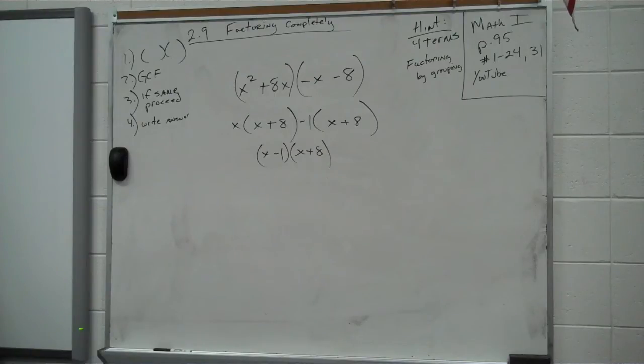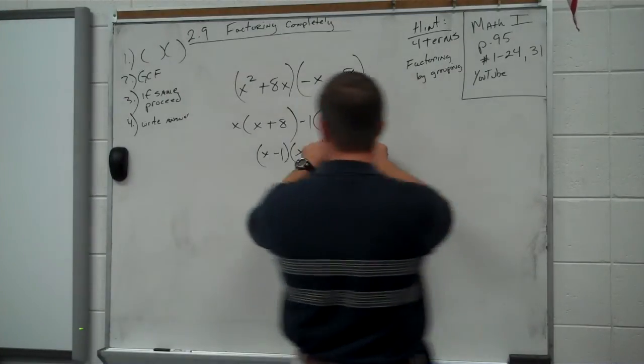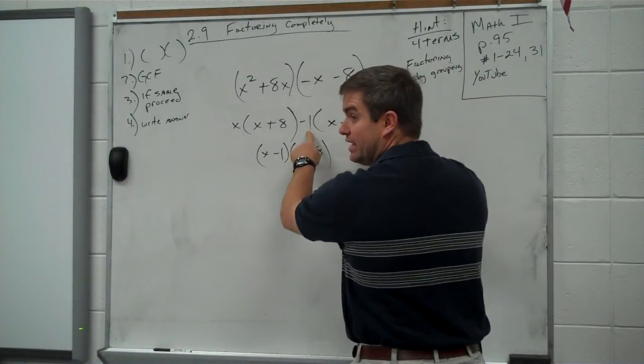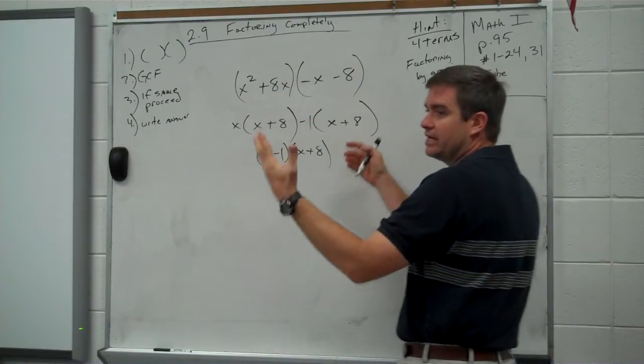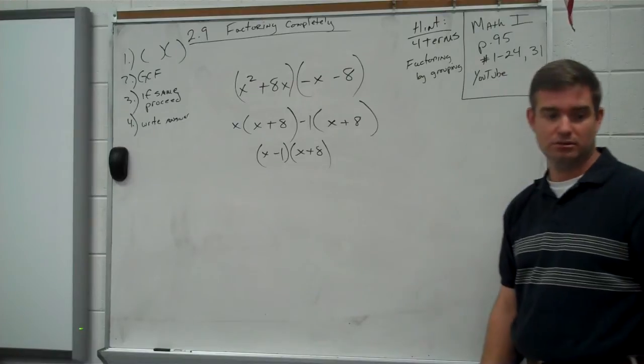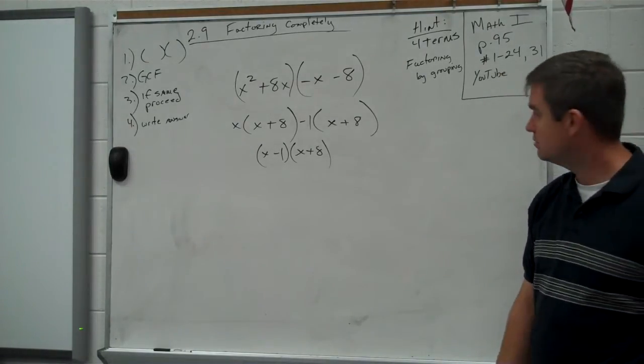Eyes up here. Questions? Any questions? Yes? So if the negative, you pull out the negative 1 and don't do anything else? You pull out the negative 1, that's the only GCF. There is no other GCF. Sometimes it might be a negative 2 or a negative 3, but for x and 8, the only GCF is 1. That's the only thing you can pull out. Good question. Anybody else? All right.